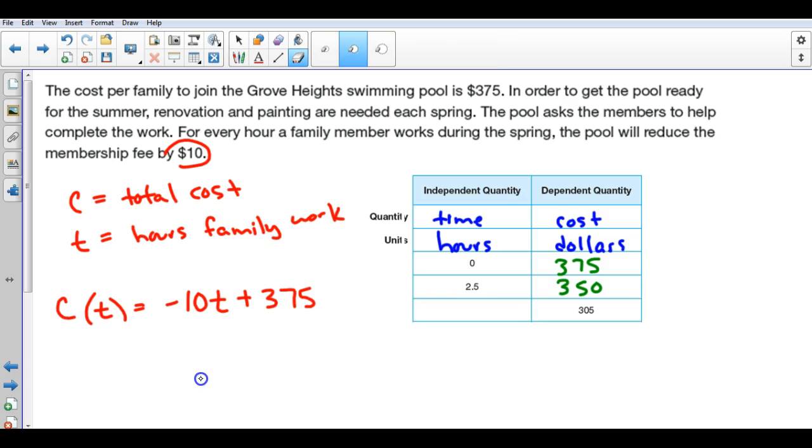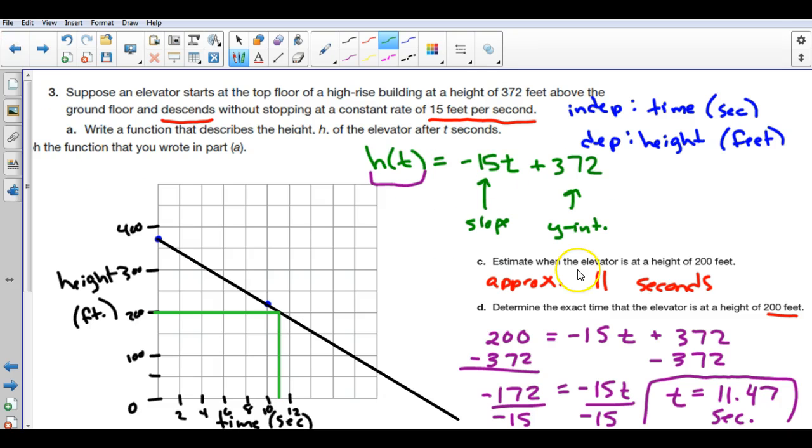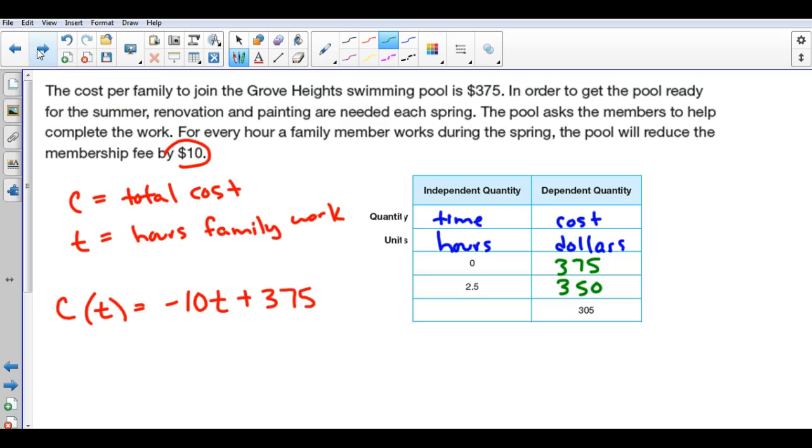So what's different about the bottom one is that I'm giving you the cost, and we have to work backwards to figure out the time. And that's very similar to the problem that we did on this slide, where down here in the purple we had to substitute a value in for our h of t for a height to solve for time. We're going to do a similar thing here, where I'm going to substitute 305 in for c of t. And what we're really determining here is how many hours the family would have to work in order to only pay 305 instead of 375.